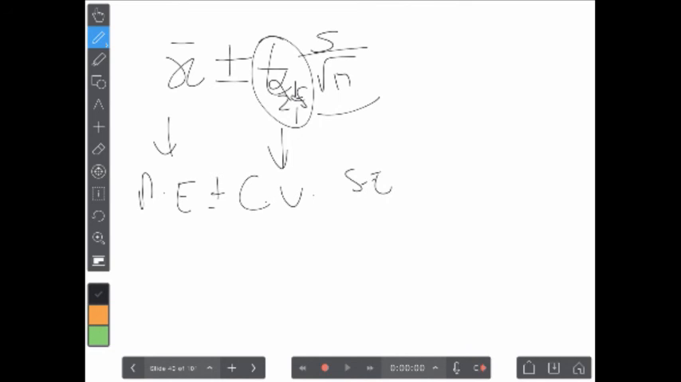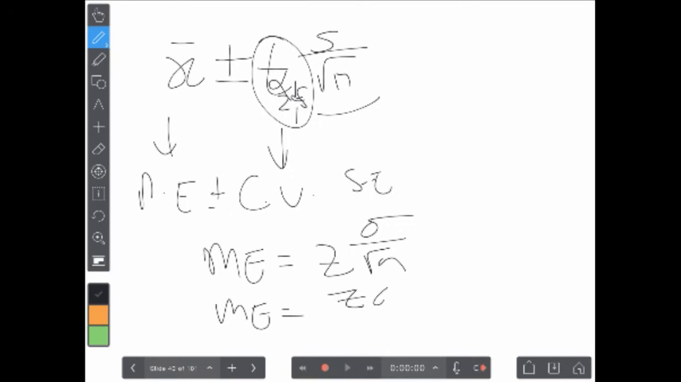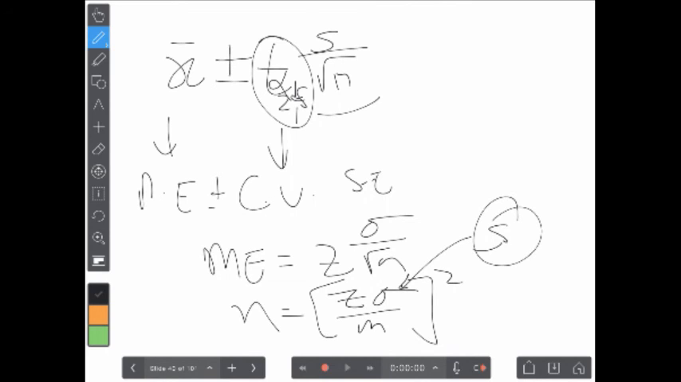And with those, whenever we want to find sample sizes for margin of error, we know the margin of error is Z times either sigma over root n or s over root n. Sorry, not the margin of error, sample size. We manipulate the formula, doing a little bit of algebra, and the sample size is this. If we don't know sigma, then we will replace sigma by s, the sample standard deviation.